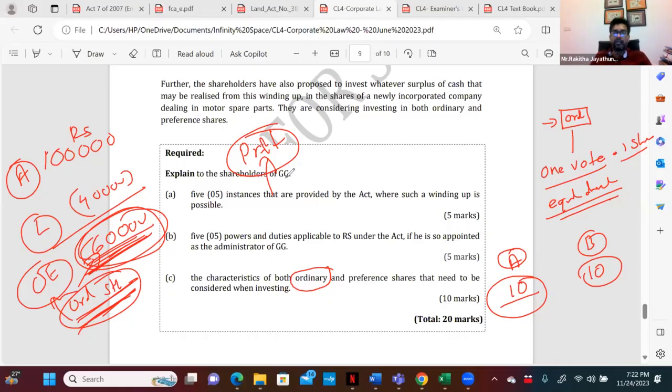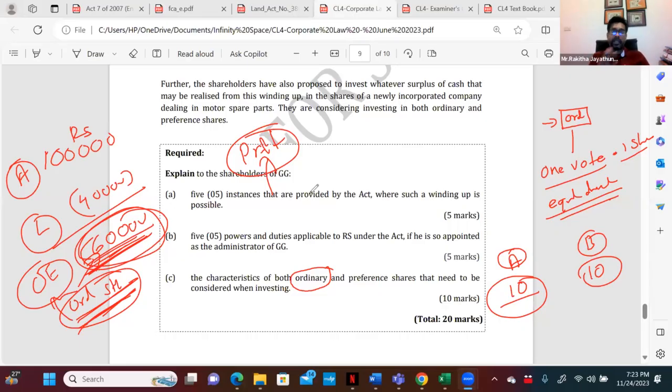Someone can mention your answer. You can mention your answer in the chat room. What do you think? Can you pay dividend to ordinary shareholders if the company doesn't have profits? Yes, I am getting the answer. No. Very good. Yes, you can't.